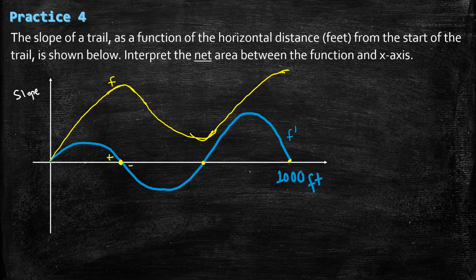So notice that in this region here, where f prime is below the x-axis, that's when you're actually going downhill. And everywhere else, you're going uphill. So keep that in mind, but now let's think about the units.